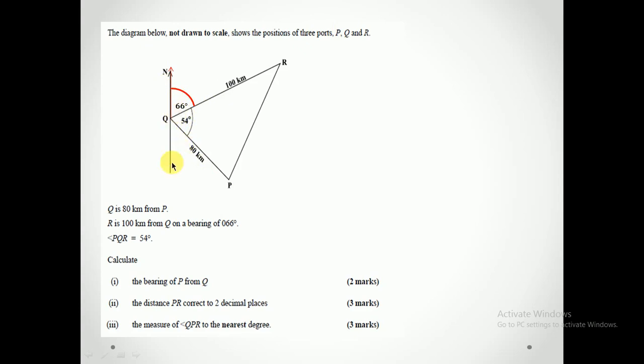So the first question says to calculate the bearing of P from Q. Now by just looking, realize that the bearing of P from Q, again from an north line, we measure in a clockwise direction. So the angle that we are looking for is all of this, which is the 66 degrees and the 54 degrees combined. So therefore, the bearing of P from Q is going to be equal to 66 degrees plus 54 degrees equals 120 degrees. Alright, so that's that.